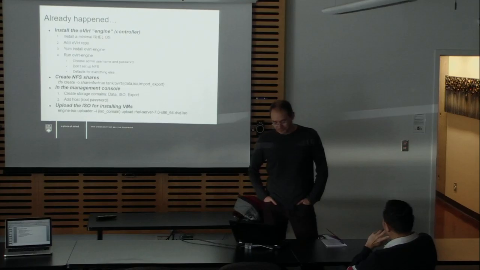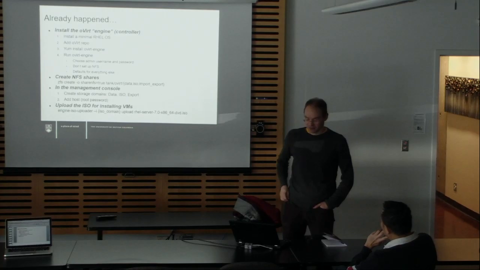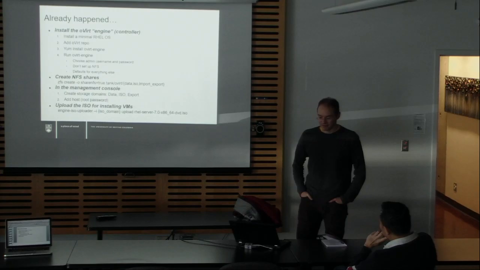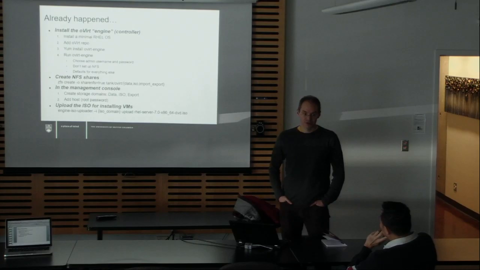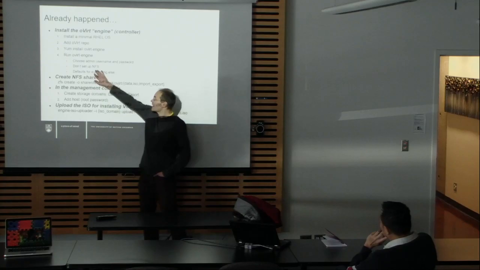So before I get into the demo, there were a few steps that I already did, but there was minimal tweaking involved. First, in order to install the engine, which controls all the hosts in the cluster, all I did was a minimal install of Red Hat 7 onto one of those two Dells. I added the oVirt repo through YUM and installed this one package, which came with a whole bunch of dependencies. And then I ran the engine setup command.